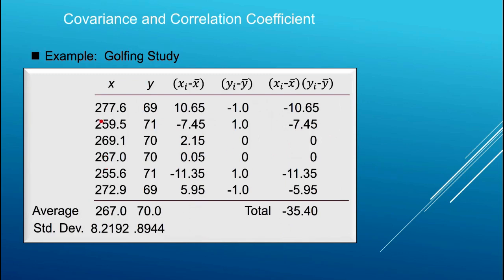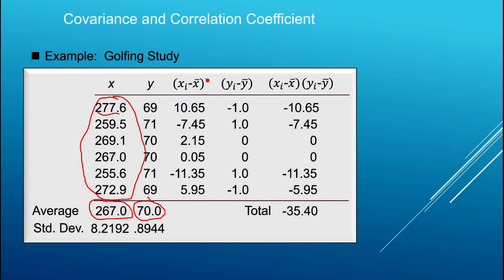In calculating our covariance, we're going to take each value of x and subtract the mean from it. So we need to find the average of our x values, our average driving distance. And in this data set, the average driving distance across the 6 rounds is 267. We also need the average score. The average score for this golfer is 70. So for each value of x in the data set, we are going to subtract 267.